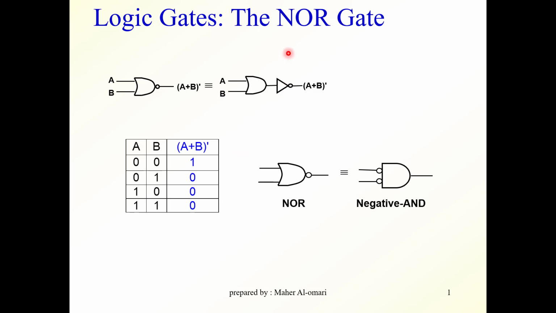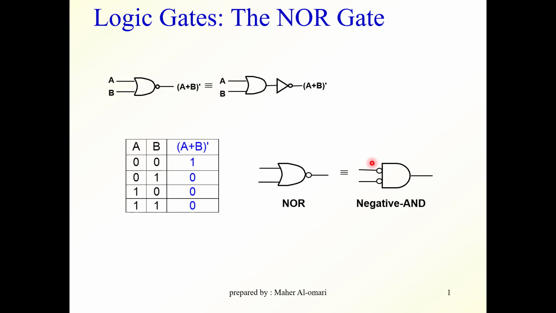Okay, here let's talk about the NOR gate. The NOR gate is also a universal gate. You remember the NOR gate, it's an OR gate followed by an inverter. So the output of that is equal to (A or B) complemented. It's an OR followed by an inverter. This is the negative AND, which is the NOR gate.